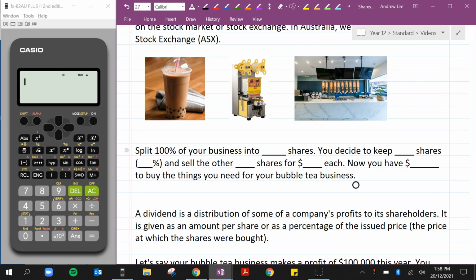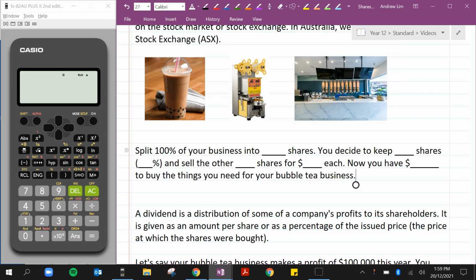And let's say you don't have enough money, you don't have enough capital. So in order for you to raise money, in order for you to raise capital, you decide to split your business into shares and list your business on the ASX. There, people can buy shares in your company, so they own part of your company and you get their money. With that money, you can buy equipment that you need to make the bubble tea. You can use it to rent out a place or fit it out with everything that you need in order to attract customers and make a profit.